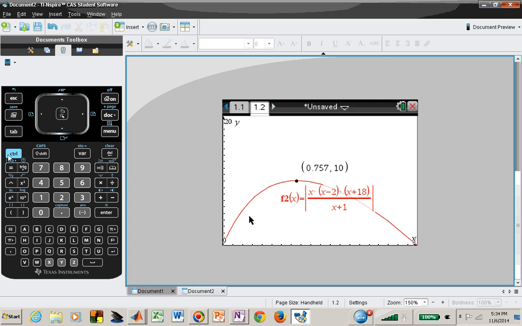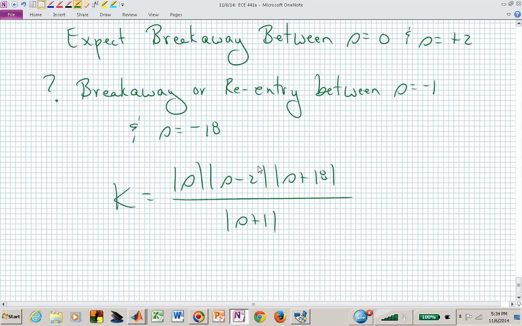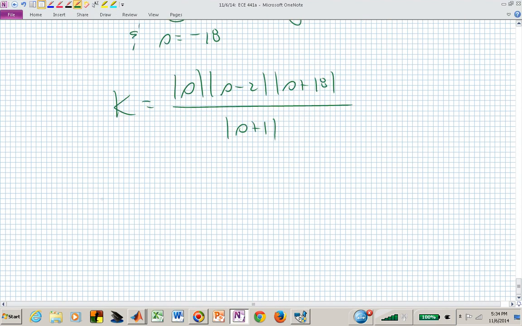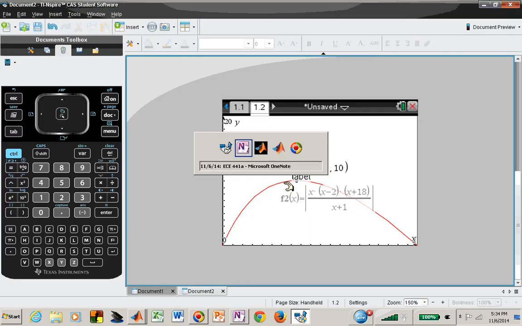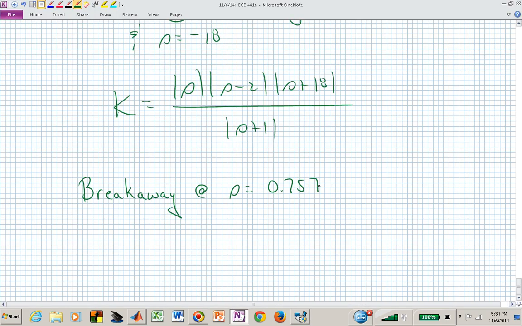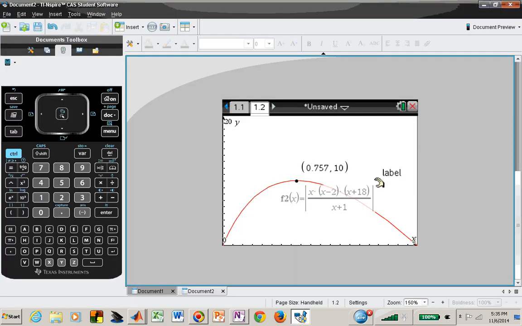Let me go ahead and do another. I don't want to do that. So now that's my breakaway between those two. So I now have a breakaway for k equaling 10.